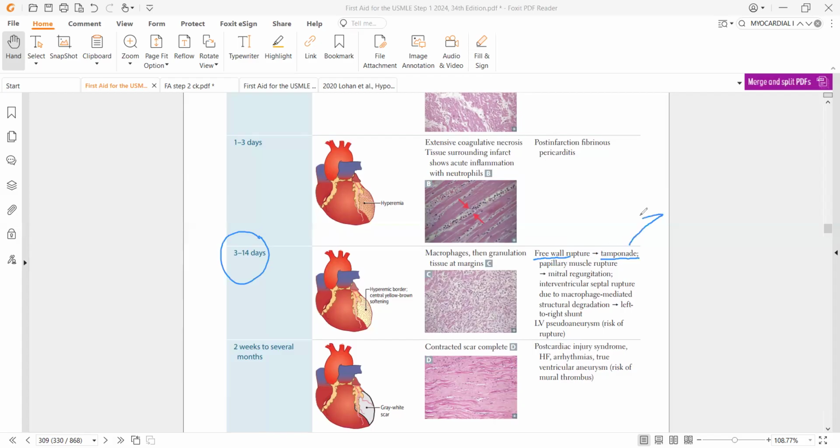So in tamponade, can anybody tell me what happens? Obstructive shock. Okay. So which triad is present in tamponade? We have the Beck triad. So you have jugular vein distension, muffled heart sounds. The most important is this Beck triad, and papillary muscle rupture, right? So it will present with mitral regurgitation.